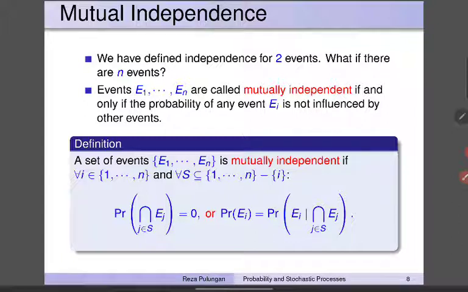A set of events E1 until En is mutually independent if for all i inside of 1 until n, so pick any i, and for all S subset of 1 until n minus i, with the probability of the intersection of Ej, j inside of S, not equal to 0, the probability of Ei is simply the same as the probability of Ei given the intersection of all Ej inside of S.